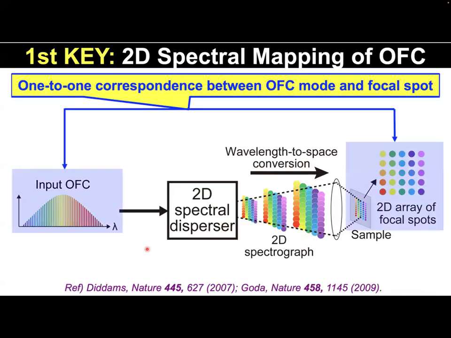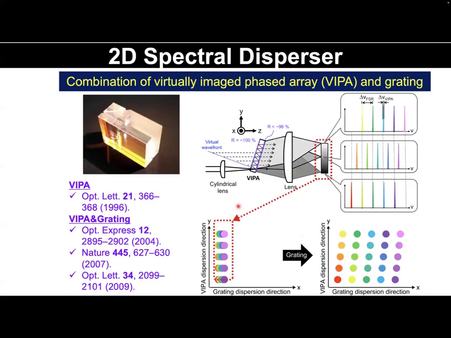The 2D spectral disperser is achieved by a combination of the virtually imaged phased array, or VIPA, and a grating. The VIPA is a tilted Fabry-Perot etalon, like here, having a highly reflective coating on both sides. One is fully reflective and the other is highly reflective. When the light is incident into the VIPA, the total number of internal reflections is different along the vertical direction.